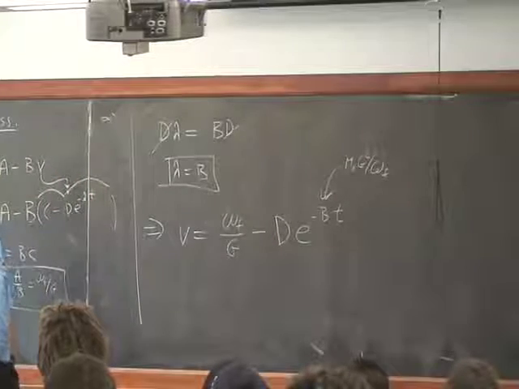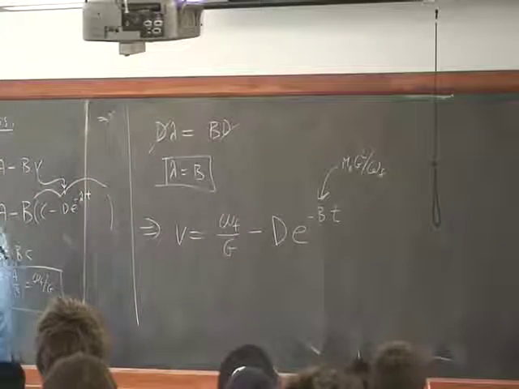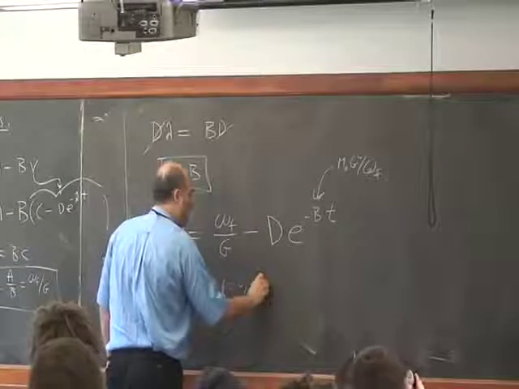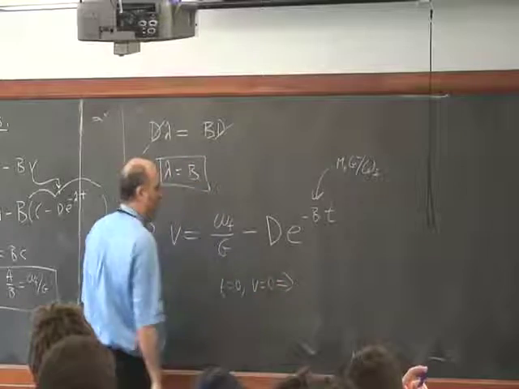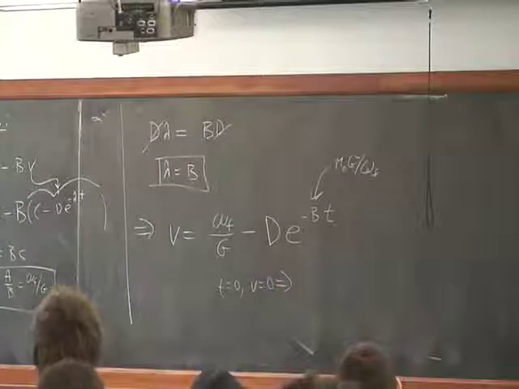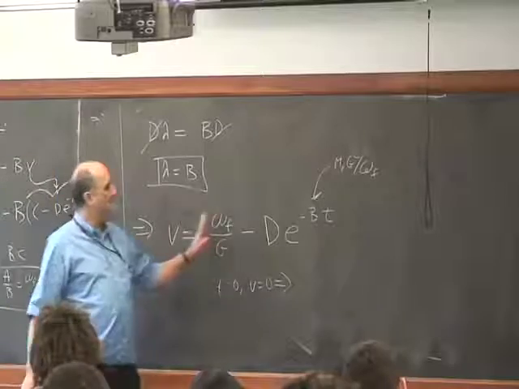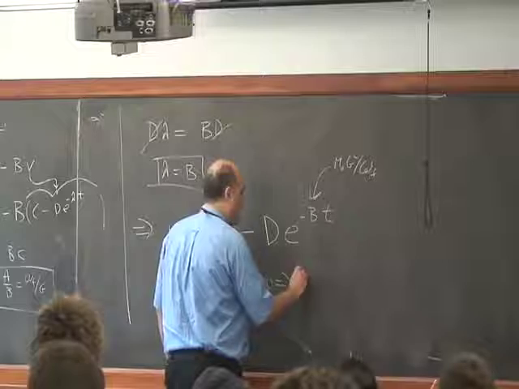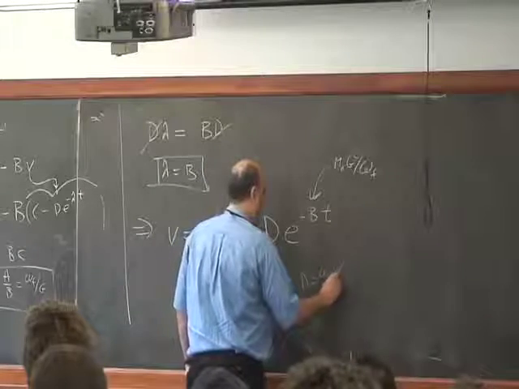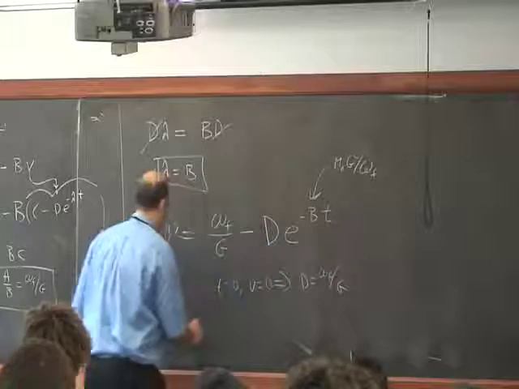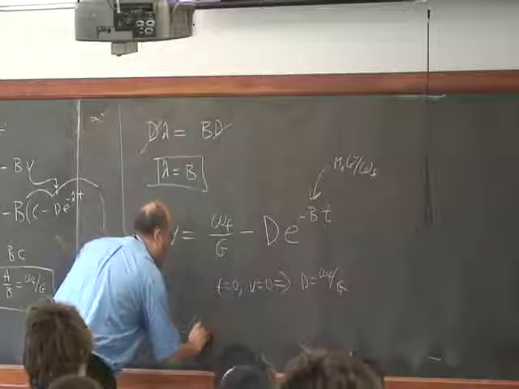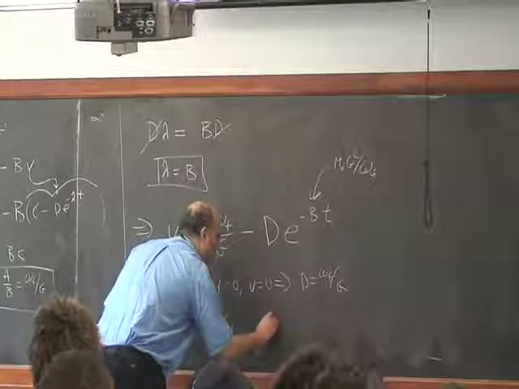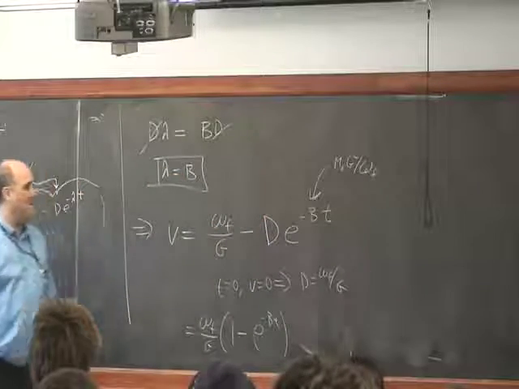It has this free constant D in it. How are we going to figure out what D is? Well, we know that at t equals 0, v is equal to 0. So what does that tell us about that D? It says that this whole expression has to equal 0 when t equals 0. So D equals omega f over g, which then tells us that v is equal to omega f over g times the quantity 1 minus e to the minus bt, where b we figured out from that stuff over there.